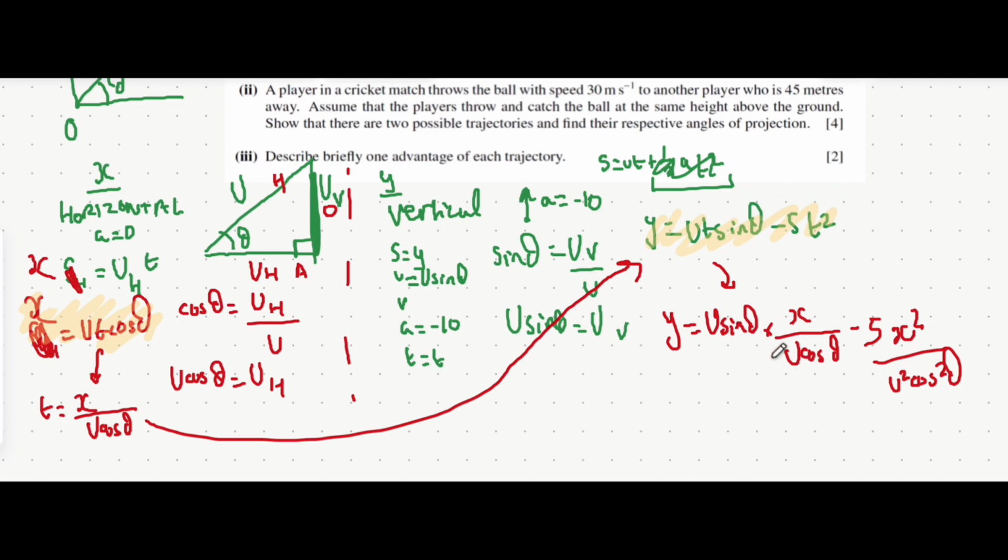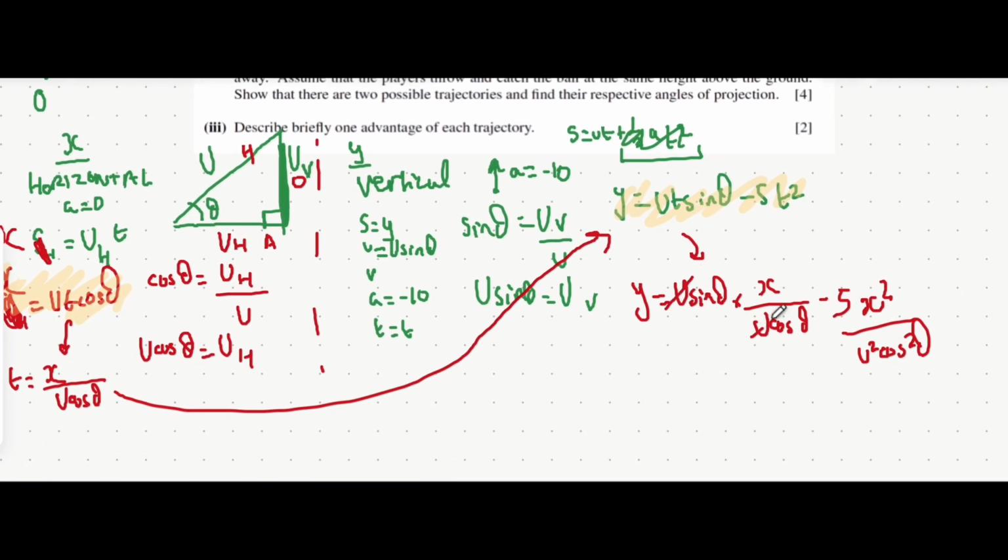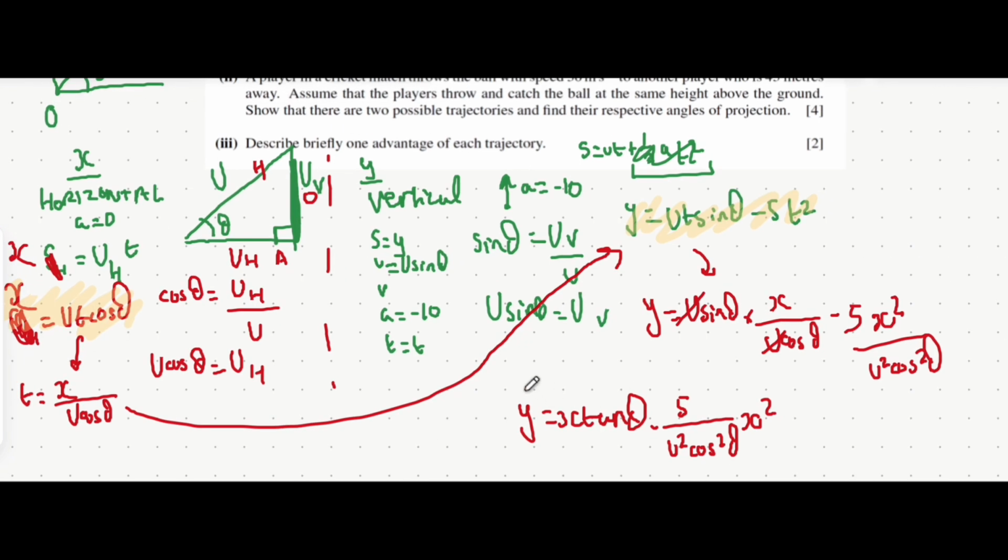Now here, it does help to cancel out. So u cancels out with this u on the denominator. Sine over cos is tan. So we can write this as y equals x tan theta, and then minus 5 over u squared cos squared theta, and then x squared. That's an equation in terms of y and x because the variable t is now gotten rid of, and this is your final Cartesian equation for this curve.